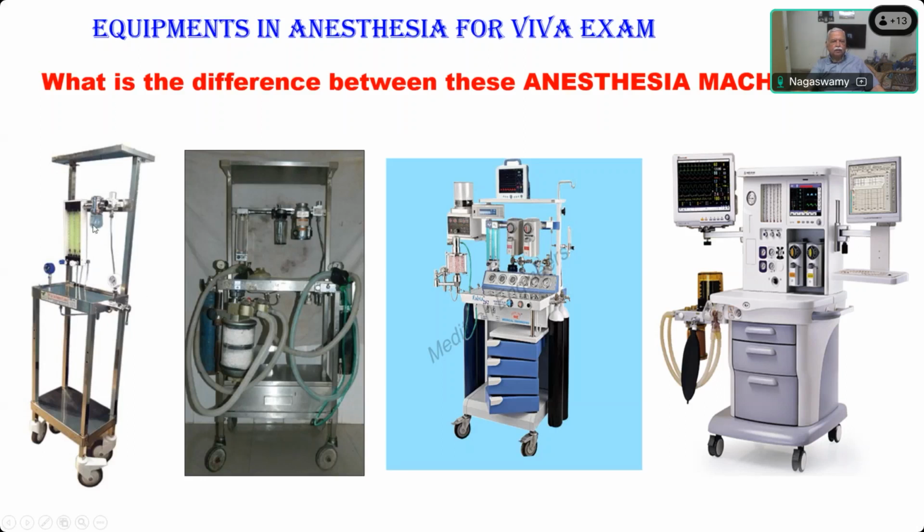What type of vaporizer is this? Halothane. Ether, sir. Ether. What is the name for that? In those days it was used for halothane, but what is the name of this vaporizer? It is called the Goldman vaporizer. Goldman. And what is this vaporizer called?